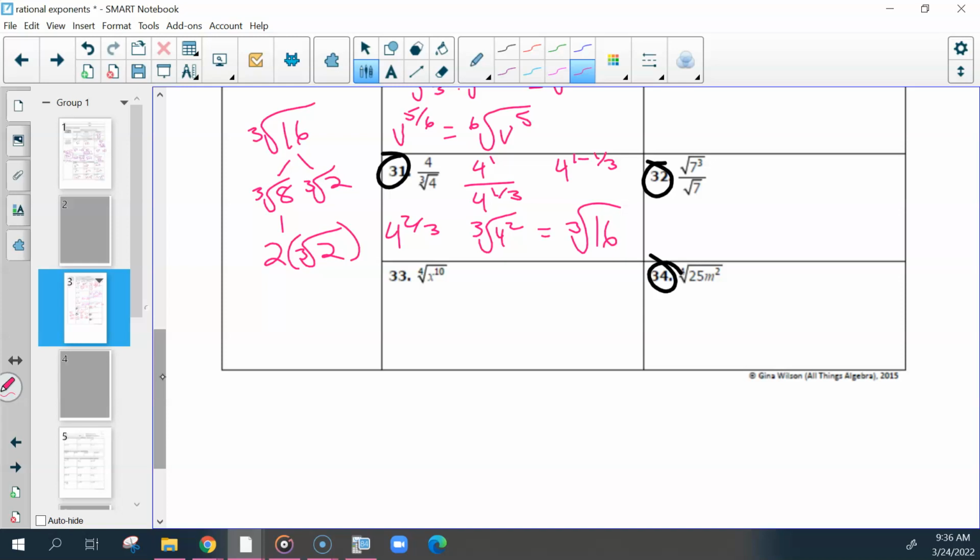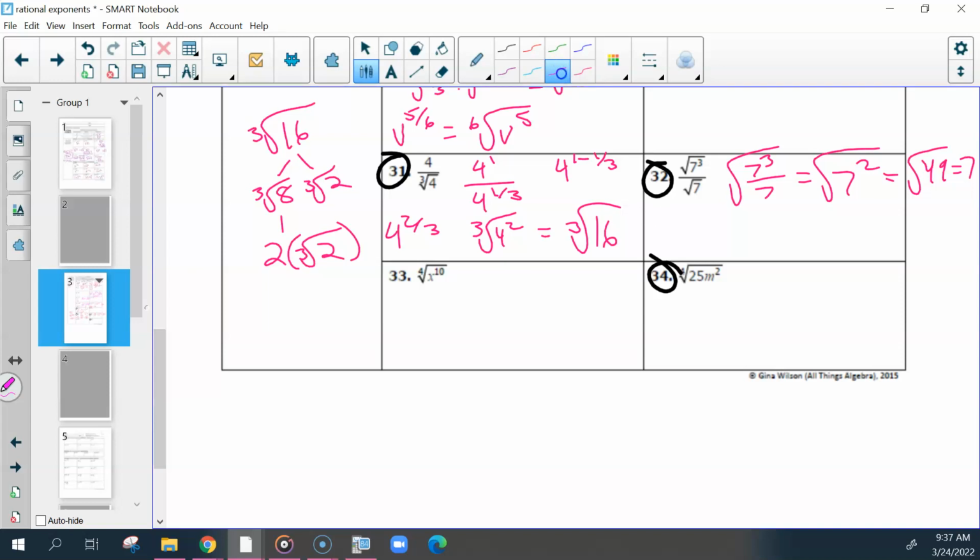Number 32. I'm going to show you both ways of this. If we put this in radical form, because we have the same index, they're both square roots. This would be the same thing as the square root of 7 to the third over 7. Then we can take our exponent rules and subtract. And this would be the square root of 7. If you did it in radical form, you're going to get the same thing, it's just going to look different.